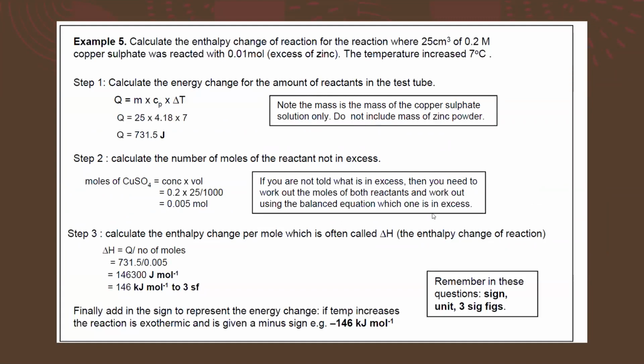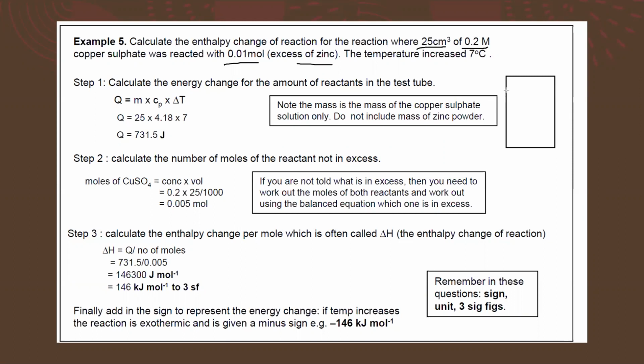As you can see here in this example, calculate the enthalpy change of a reaction for a reaction where 25 cm cube of 0.2 mole per cubic decimeter copper sulfate was reacted with 0.01 mole of zinc, and the temperature increased by 7. So here you have a copper sulfate solution which has a volume of 25 cm cube.